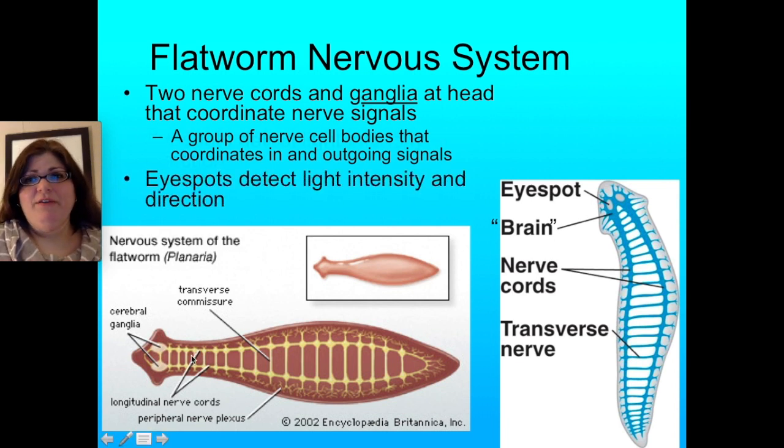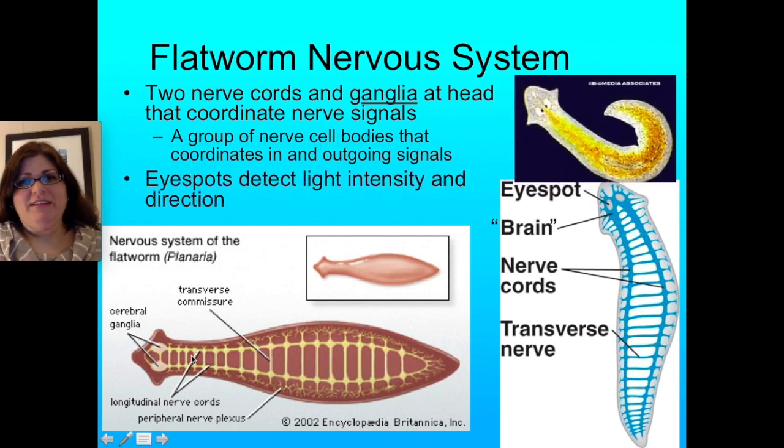Additionally, you may have noticed that planaria have eye spots, which is not true of all platyhelminthes, but many of them do have eye spots. Now, the eye spots don't have anywhere near the capability of ours, but they do detect light intensity and direction. Many planaria actually prefer to be away from light, and in this way they're able to sense that.